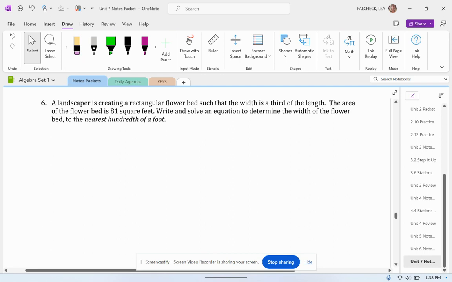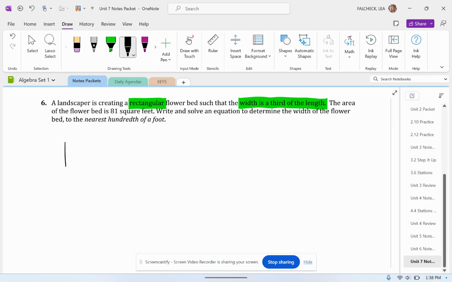Number 6. A landscaper is creating a rectangular flower bed such that the width is a third of the length. So I have a rectangle. The width is a third of the length. So the length is unknown, but the width is 1/3 of that length. The area of the flower bed is 81 square feet. Write and solve an equation to determine the width of the flower bed to the nearest hundredth of a foot.